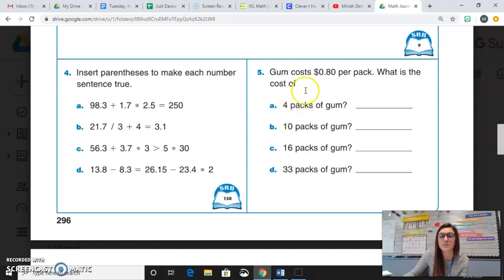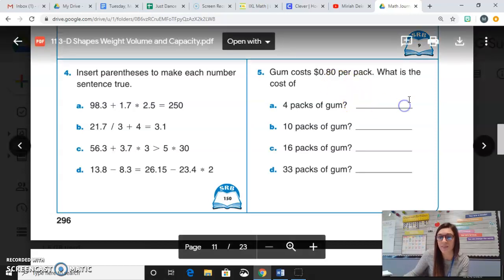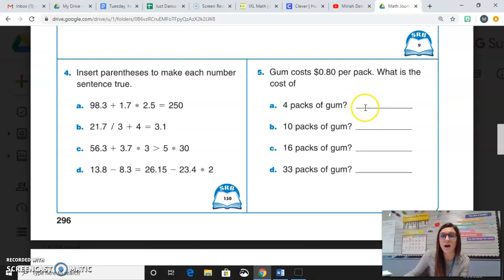So I know that 4 times 80 is 320. So my answer is not going to be 320 because I haven't added my decimal. I'm going to put 320 on the line right here, and then I'm going to move my decimal twice to the left. So my answer is going to be $3.20.